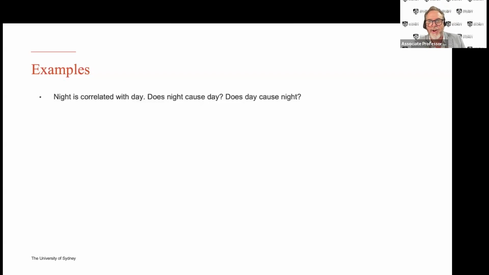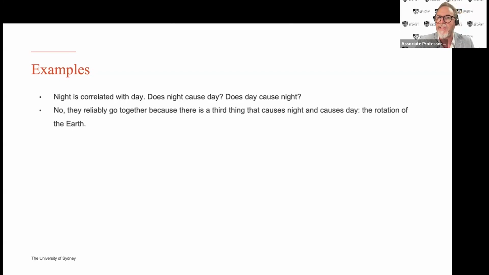Night is correlated with day. When there's a night, you know there'll be a day not too long after it. When there's a day, you know that a night's going to follow it. You might be tempted to say, okay, maybe day causes night and then night causes day. But we know with our knowledge of how the solar system works that in fact, day doesn't cause night, night doesn't cause day. There's a third thing, the rotation of the Earth and the light being shone at us from the sun, that causes day and then causes night and then causes day.